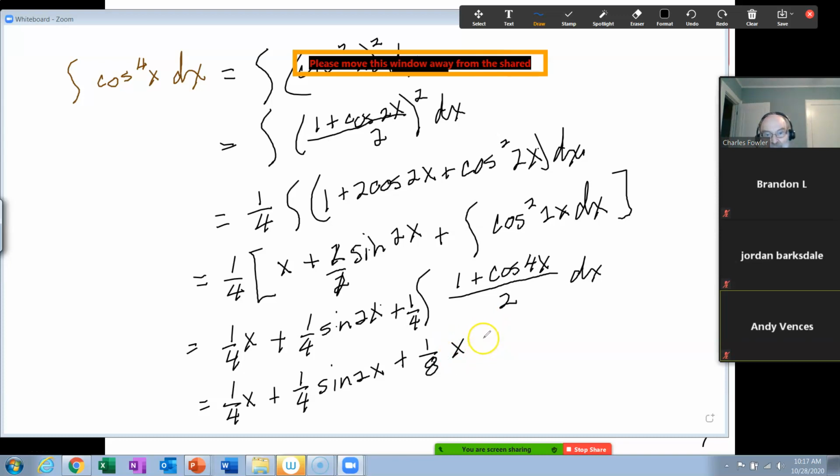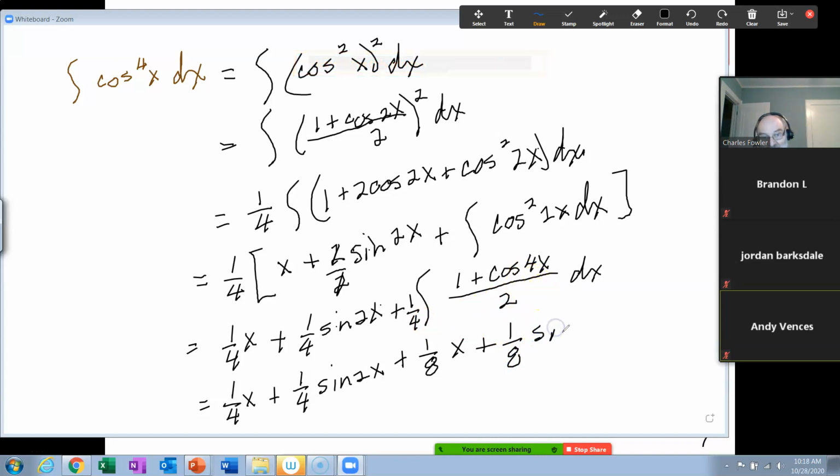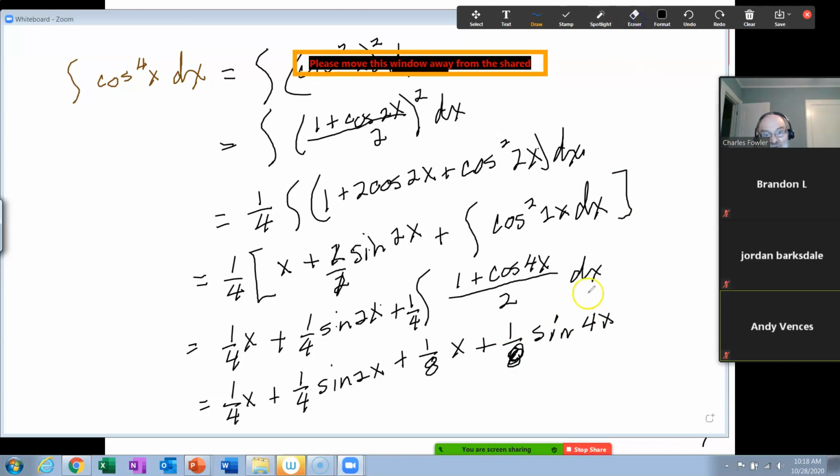And then we have a plus again, because the antiderivative of a cosine is sine, and this would be, let's get the 1/8 in there from here, and then you got a sine of 4x, antiderivative of that is over 4. So this will be a 1/8 that was there divided by 4 is 1/32. And then finally we have our plus c.